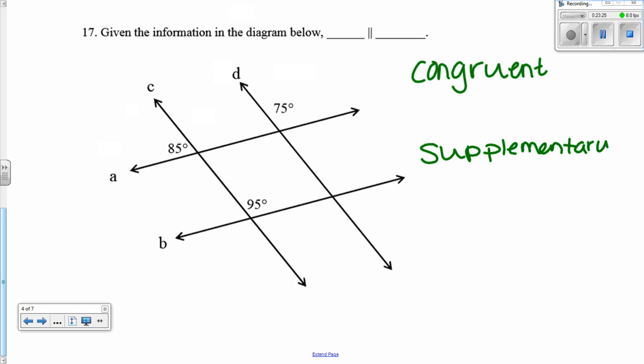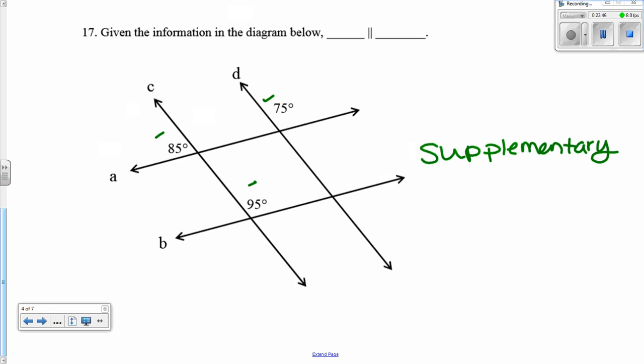Those are my two: all my parallel angle pairs are either congruent or they're supplementary. Just by looking at this picture, looking at my three angles, I know I'm looking for supplementary because I don't have any congruent angles. So I'm going to add them up and figure out which ones give me the 180.